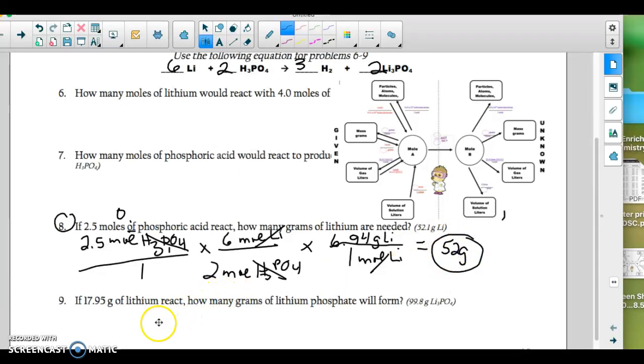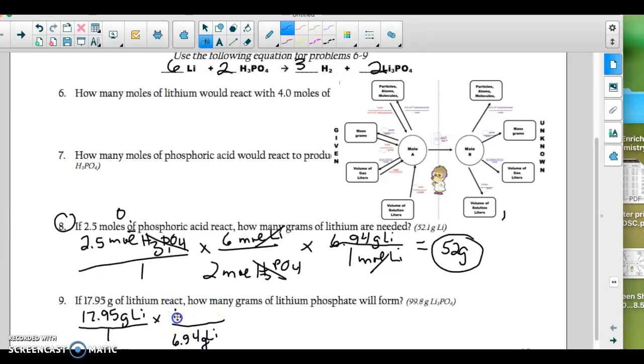Next one, we're going to start with 17.95 grams of lithium. And we want to know, so we're starting with lithium, and we're going to figure out how many grams of lithium phosphate. So we're really here. We're going to have to go to moles of lithium, do a mole, and then go to grams of lithium phosphate. So first step, just using the molar mass on the periodic table for lithium.